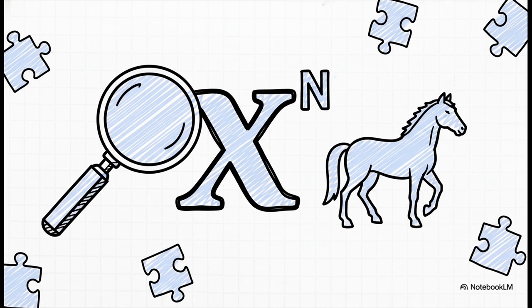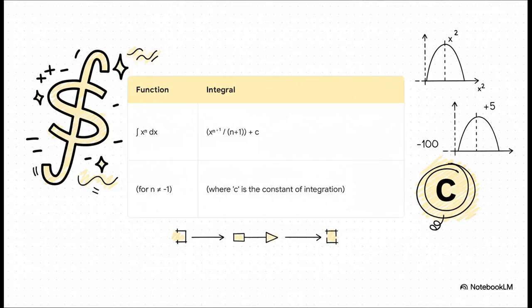You could call it the workhorse of basic integration. You're going to use it all the time. And here's the rule itself. It's basically a simple two-step dance. Step 1, you add 1 to the power. Step 2, you divide by that new power. That's it. Now about that mysterious plus c.